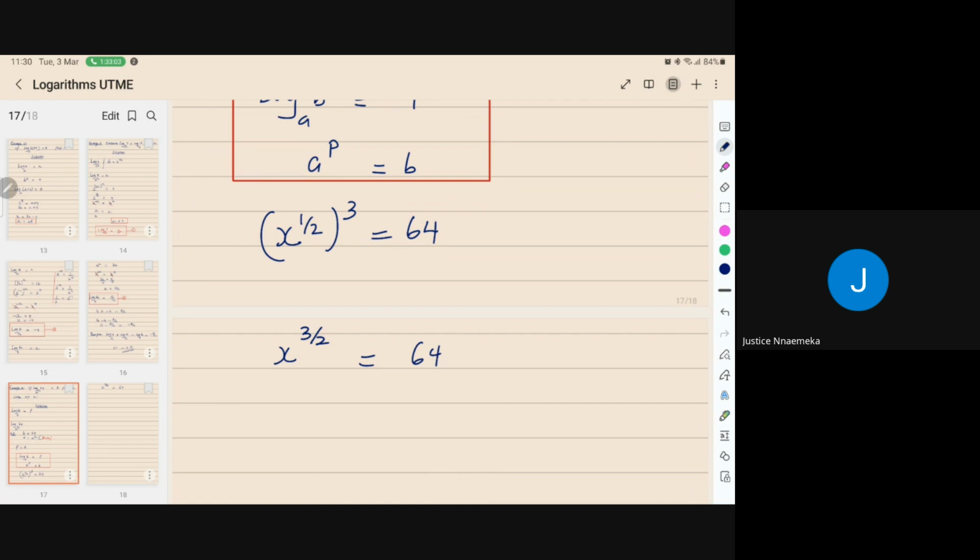Now, remember there's something that we could do. x to the power 3 over 2 will have 64. So what can we do right here? Are we together? If you are with me, give me a thumbs up, please.